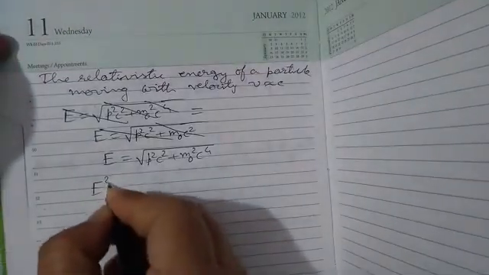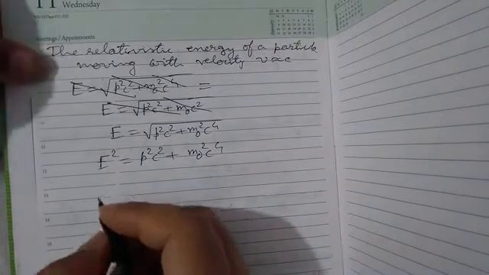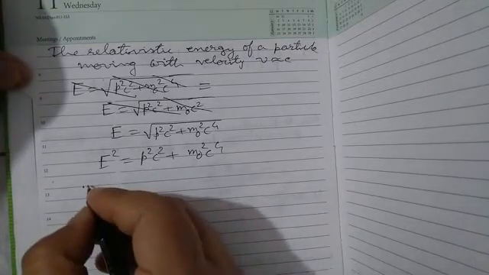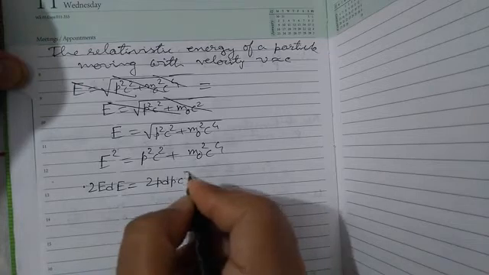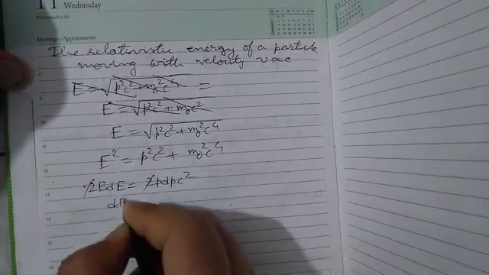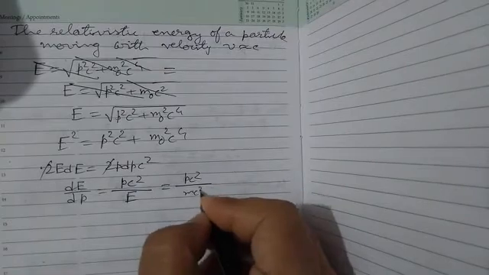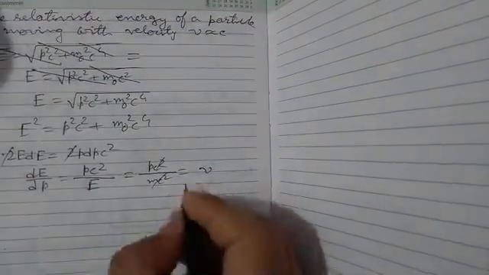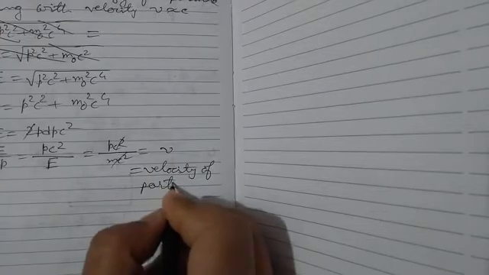This is the energy. So E square will be p square c square plus m naught square c to the power 4. Now if you differentiate here with respect to p, 2E dE will be equal to 2p dp into c square. So 2 cancels, and dE by dP will be pc square by E. Now E is mc square, so pc square by mc square. So this is p by m. P by m is what? V, the velocity of the particle.